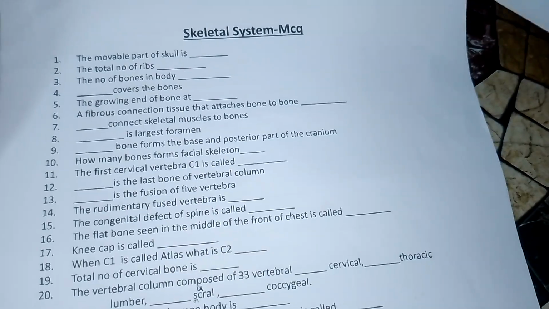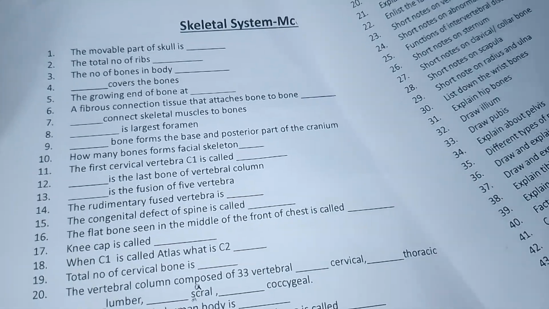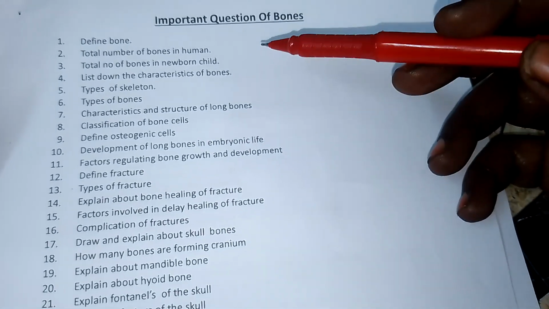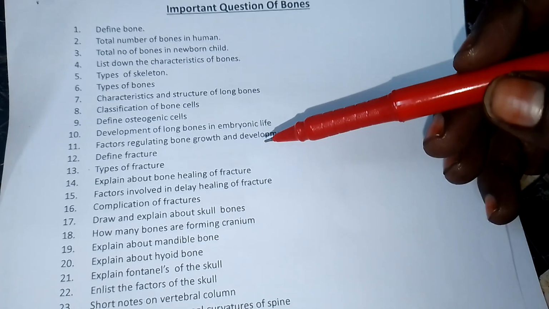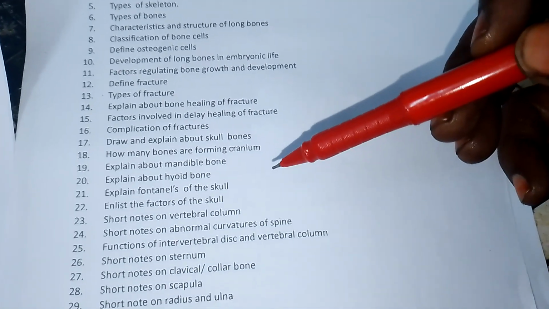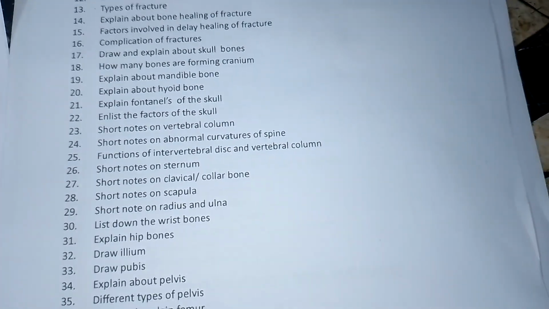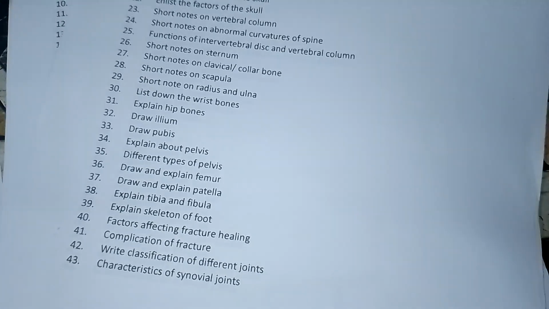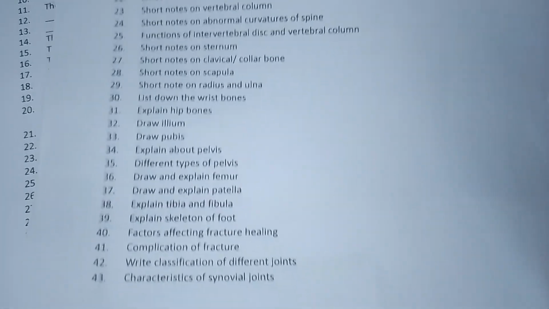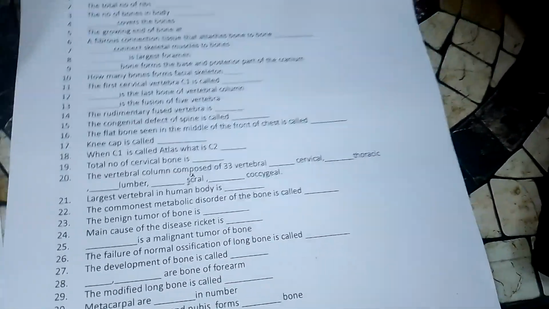For example, joints and types of joints are very important questions. Questions will also come as: what is bone, total number of bones, types of bone, what is fracture, how many bones are there, short notes on the vertebral column, scapula or humerus, ilium, pubis or skull bone. Also complications of fractures and bone healing. These are some important questions that will be coming, but we will see the 1 mark questions first.